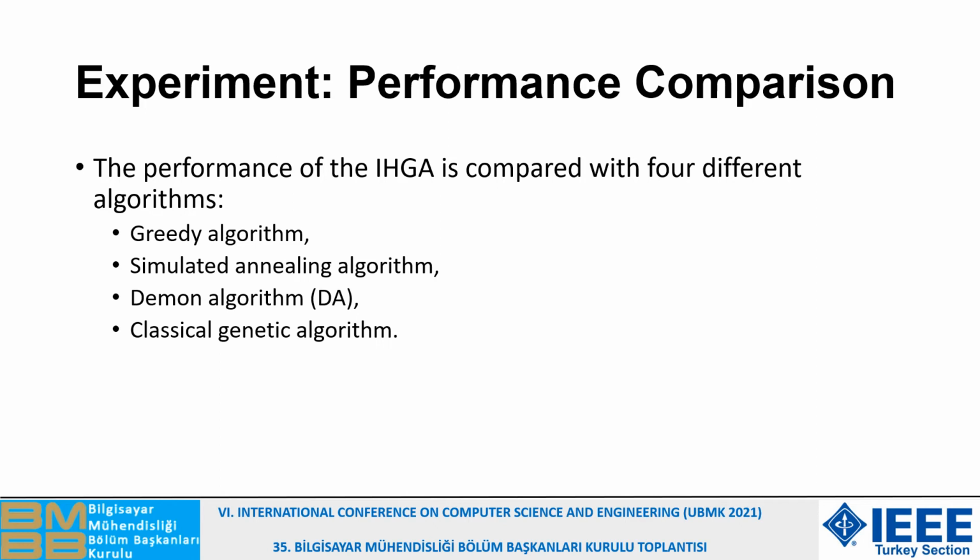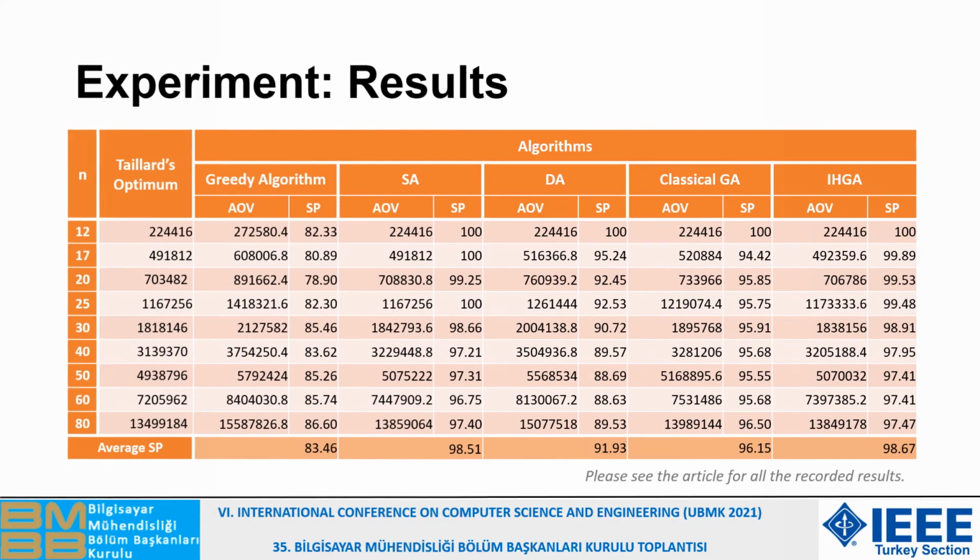We designed an experiment to compare the performance of our improved hybrid genetic algorithm with that of the greedy algorithm, simulated annealing algorithm, demon algorithm, and a classical genetic algorithm. You can refer to our article for the experiment configurations. The result table is too large to present here. So these are the results of the problem instances taken from the benchmark.